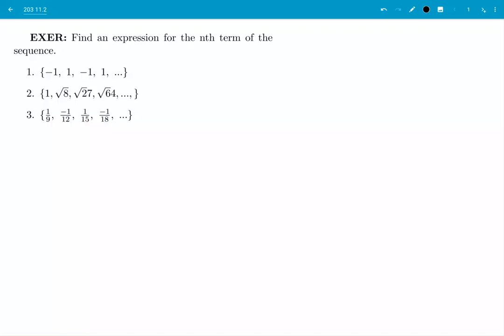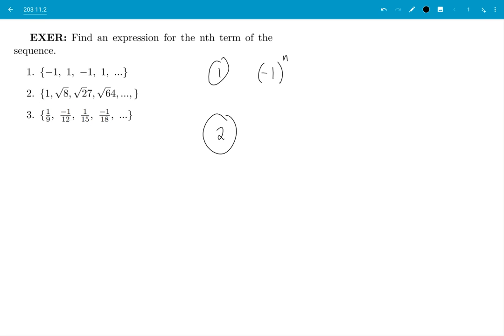Okie dokie. Here are my answers. First one, I'm getting -1 to the, well, I start with n and see if that works. Plug in, say, n is 3, and you do indeed get that right there.